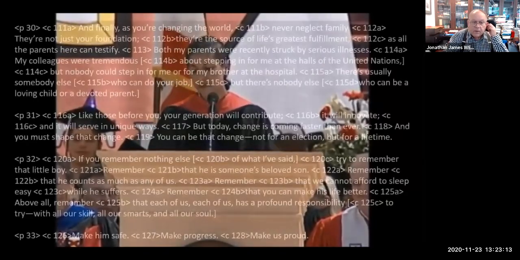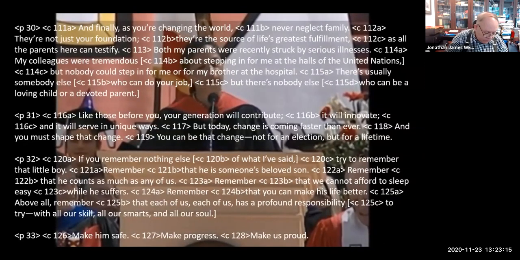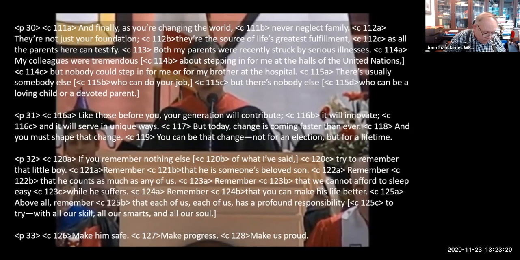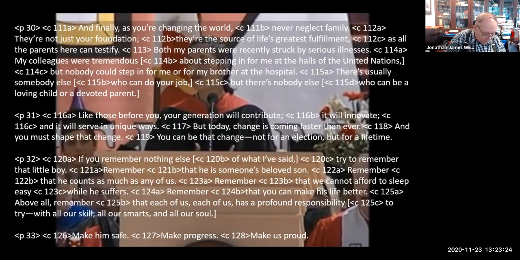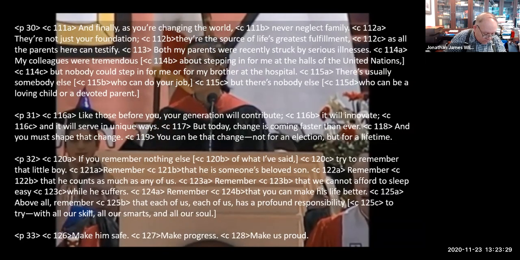And finally, as you're changing the world, never neglect family. They're not just your foundation. They're the source of life's greatest fulfillment, as all the parents here can testify.